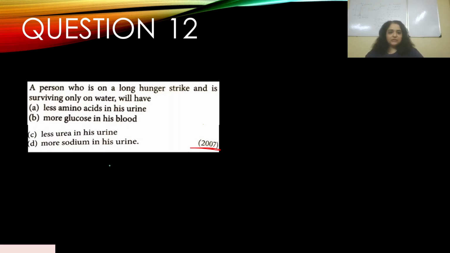Clearly, less amino acids in his urine will not happen, because amino acids get converted to glucose by gluconeogenesis in starvation. More glucose in his blood, no, more glucose will not be present in his blood. Glucose is getting used up. But there will be less urea in his urine, and there will be less sodium in his urine.